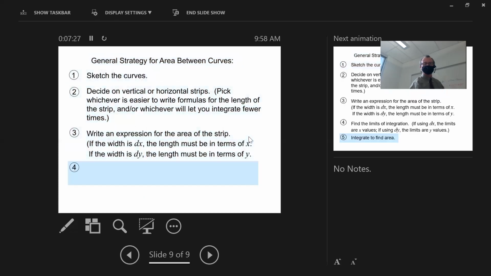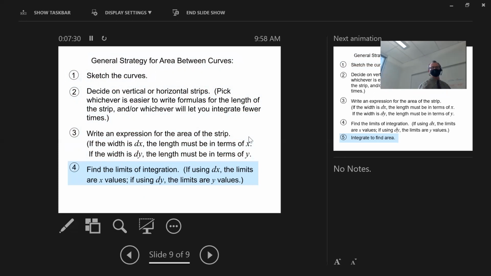I'm not sure this is helpful, but general strategy: decide whether you're going vertically or horizontal. Vertically is dy, horizontal is dx. If the width is dx, the length must be in terms of x. The other way around. The limits: if you're using dx, the limits are x values. If you're using dy, they're y values.